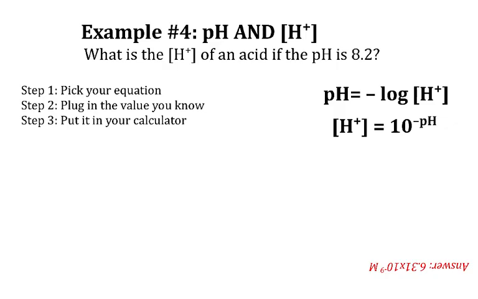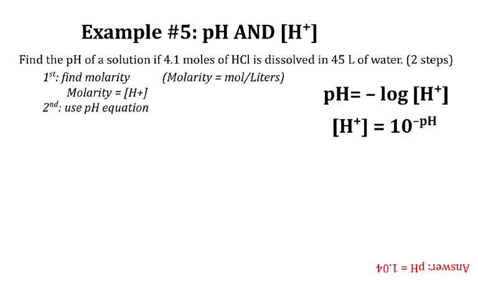All right, number 4. What is the hydrogen ion concentration of an acid if the pH is 8.2? And actually, this would not actually be an acid. This would be a base because the pH is higher than 7. Go ahead and give this one a try. The answer is down there for you.